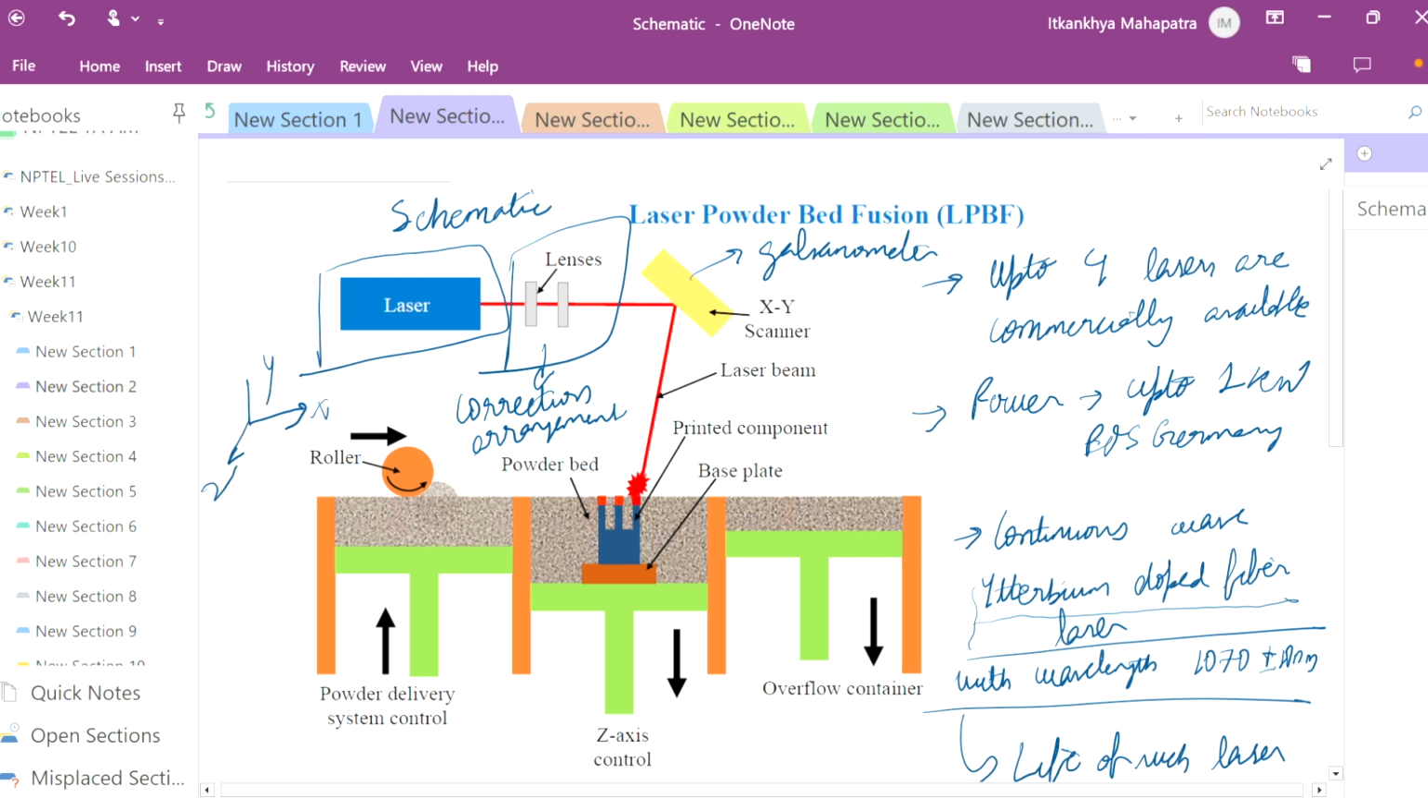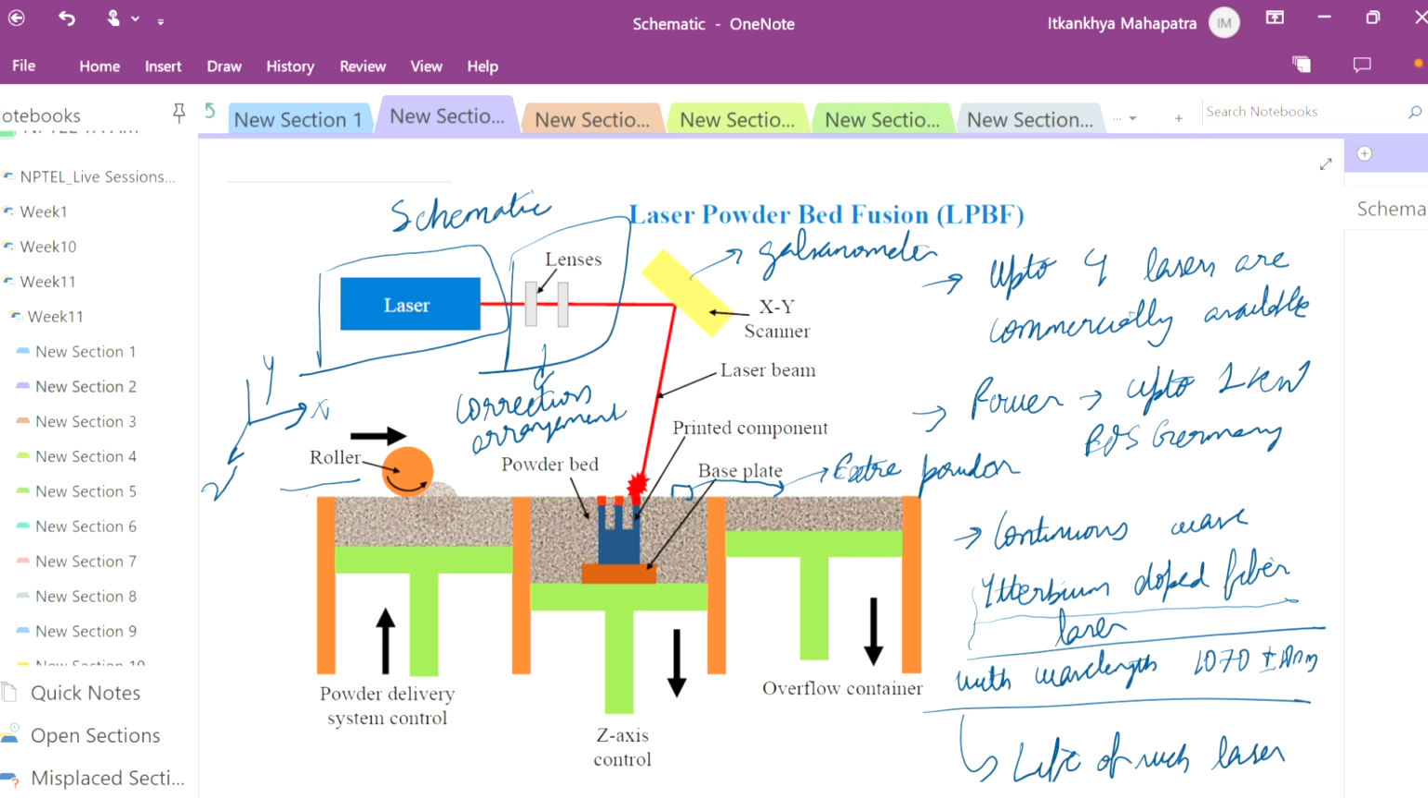Next we have the powder bed. In this powder bed, sometimes powder is available on both sides or sometimes only on one side. In this case, some extra powder will overflow on the right side. Next we have a roller, which we will discuss again later.